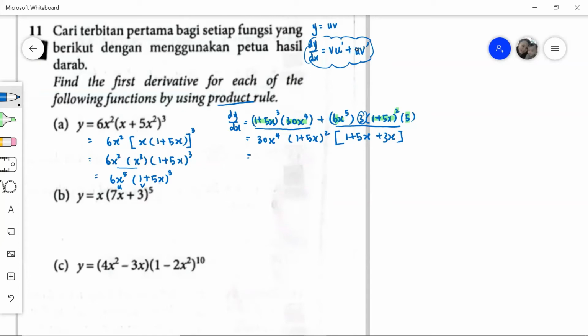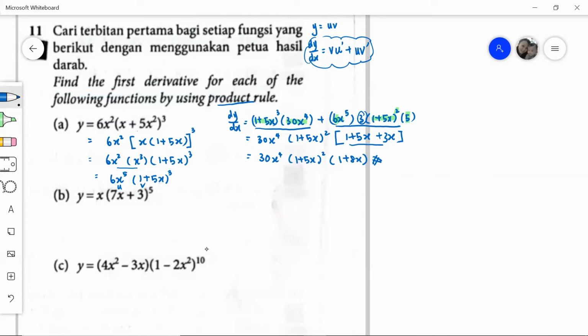So now we can simplify the square bracket. So we have 30x to the power of 4, and then 1 plus 5x squared, and 1 plus 8x. So just leave this as our answer. Okay?